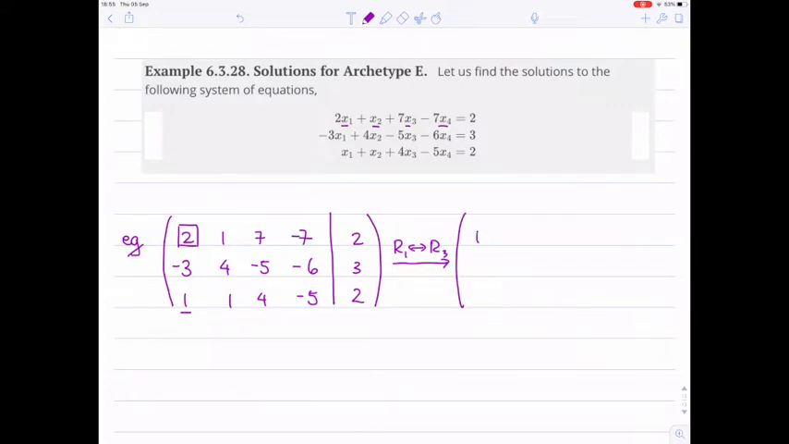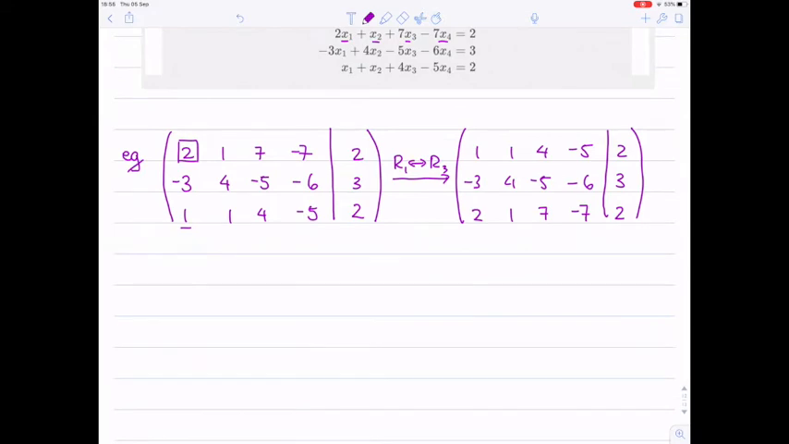So my new row 1 is 1, 1, 4, minus 5, 2. Nothing's happening to my middle row, and my first row now becomes my third row, so that's 2, 1, 7, minus 7, 2. Okay, next up, we now have our leading 1 in our top row, so we need to turn everything else into zeros. So I'm going to add 3 times row 1 to row 2.